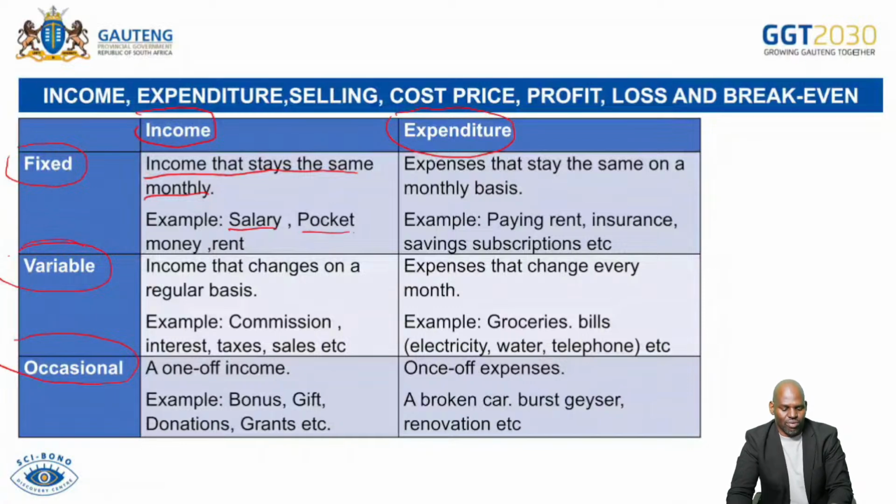And then a variable income is an income that changes on a regular basis. For example, if someone is working on commission, that someone will not get the same income every month. So that will be regarded as a variable income. It varies, and that is why we say it's a variable income.